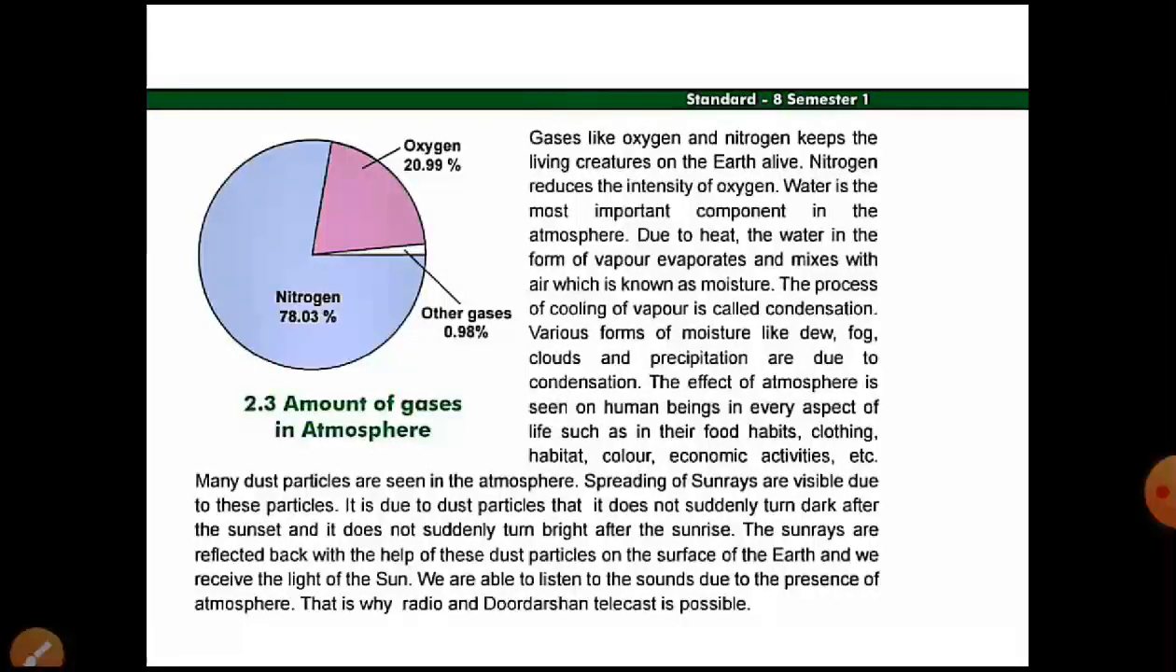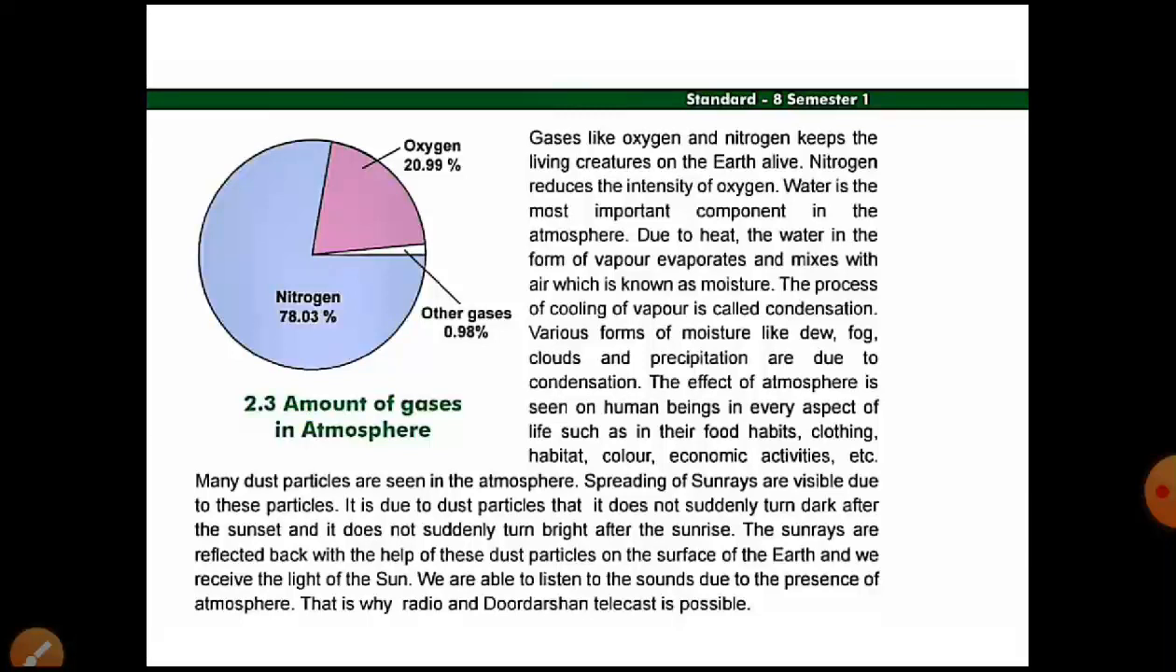Gases like oxygen and nitrogen keep the living creatures on the earth alive. Nitrogen reduces the intensity of oxygen. Because of oxygen and nitrogen, we can see living creatures on the earth. Just think, if oxygen were not there on the earth's surface, while we are breathing, which gas are we taking? Oxygen. If oxygen were not there, it would not be possible for human beings. So nitrogen reduces the intensity of oxygen.